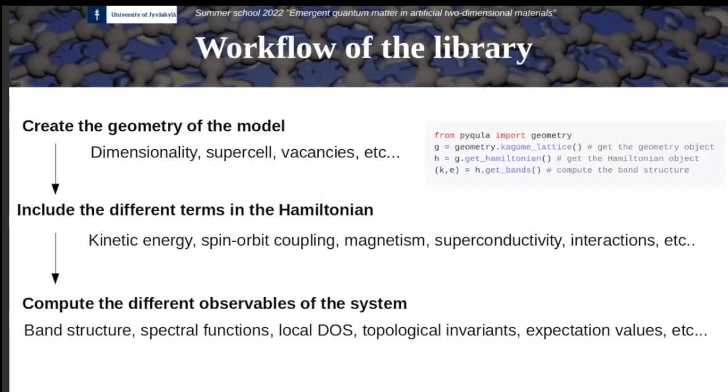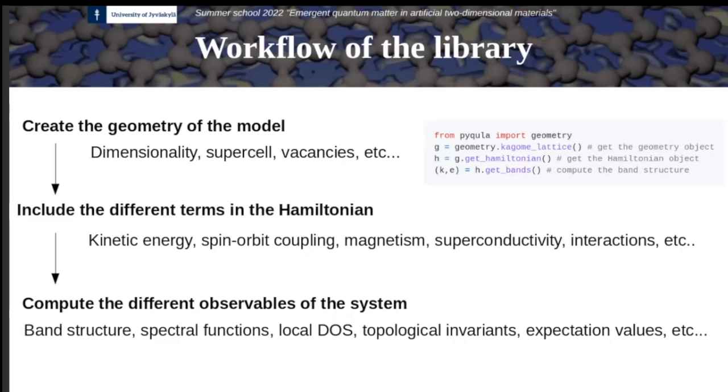All right, so essentially, for any calculation that you want to do, the workflow is more or less always the same. So first of all, you need to define what is the geometry of your model. So this can be, let's say, a 2-dimensional system, a 1-dimensional system. You may want to make supercells, add vacancies, add any kind of defect, and so forth. And the library has a special object that is the geometry object, for example, this G here. Then this geometry object can be transformed into a Hamiltonian object, for example, by this method.